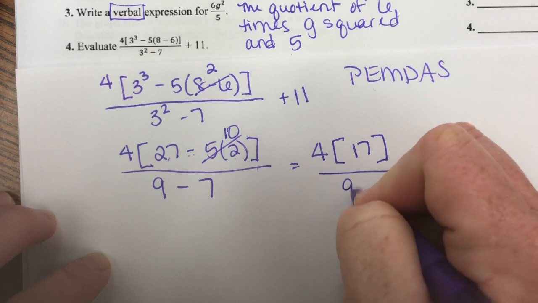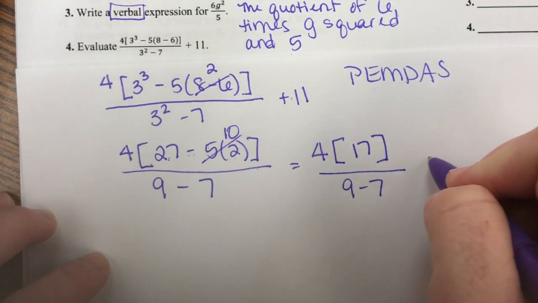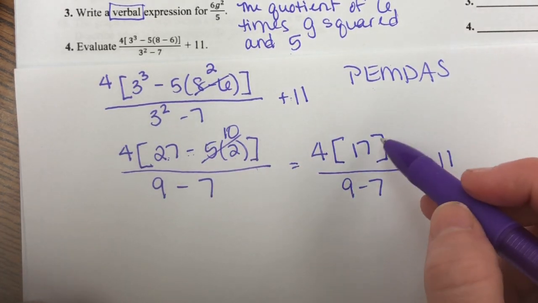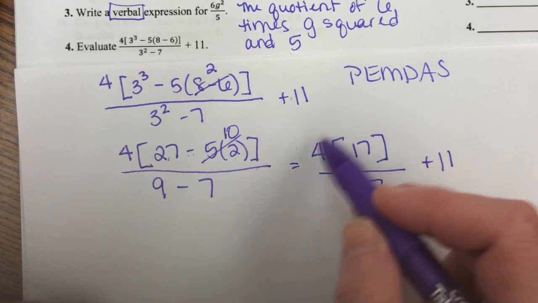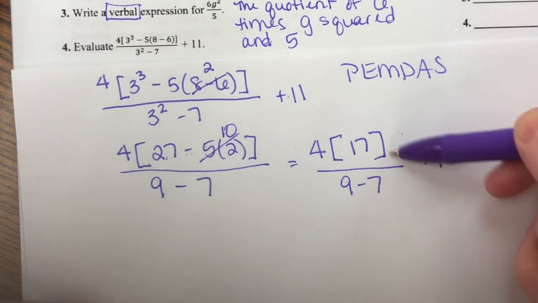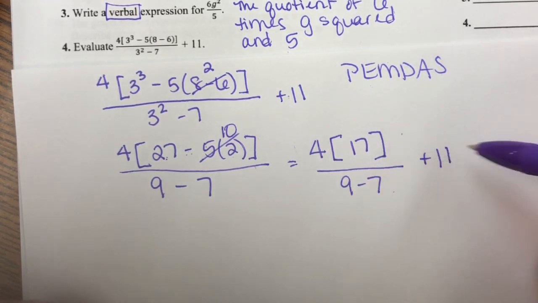over 9 minus 7, and I didn't rewrite this plus 11, but it is still there. You need to make sure you don't leave stuff off from line to line. I was focused on just the fraction. Okay, so now I still have the top here, I have multiplication. The bottom, I have subtraction. Once I get these both down to one number, I have to actually divide them, and whatever I get there, I'm going to add 11.